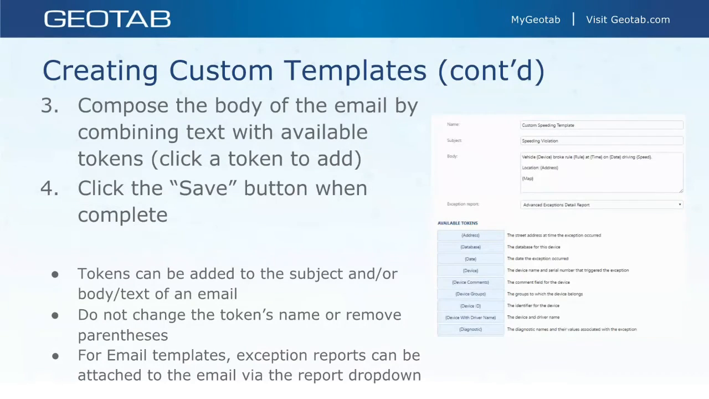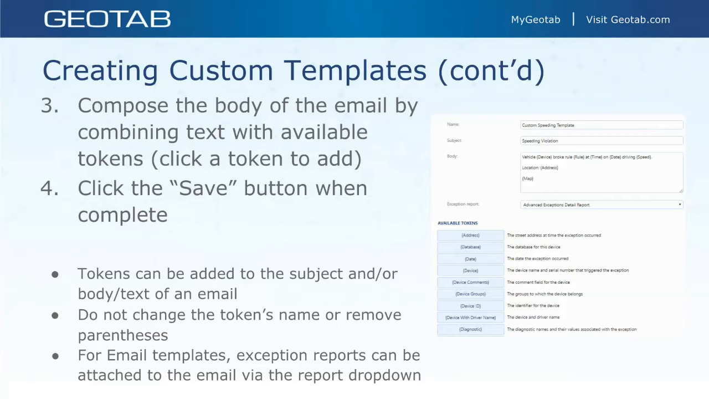So over there on the right, this is an example of a template we have set up. The name is our custom speeding template. The subject is speeding violation. When that email is sent out, that's going to be the subject of the email. Now here we've combined sort of plain text with those field tokens. So you have vehicle, and then it's going to insert the device information, broke rule, at, time, on, date, driving, speed. And all you have to do is just click on that little token button down there at the bottom, and it's going to insert that into the body of the email.